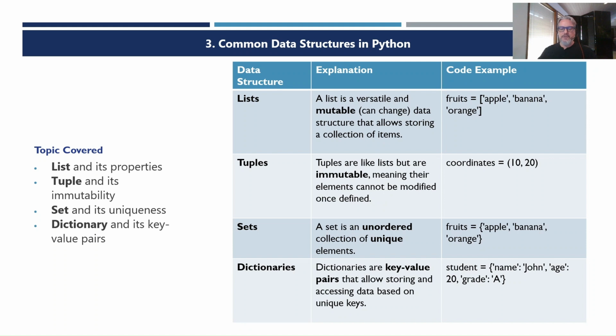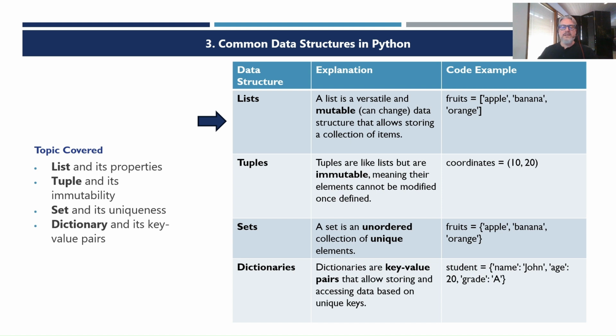Common data structures in Python. List and its properties, tuples and its immutability, sets and its uniqueness, dictionaries and its key value pairs. Here are some examples of lists, tuples, sets, and dictionaries. In class 1, we went over basic built-in data types, which included integers, floats, strings, and booleans.